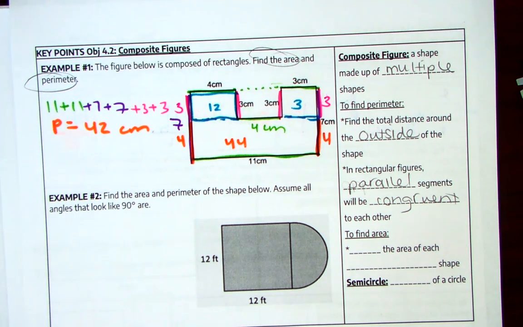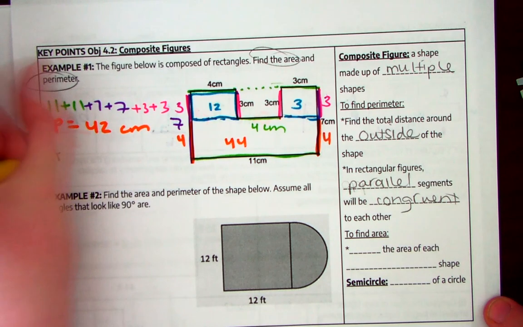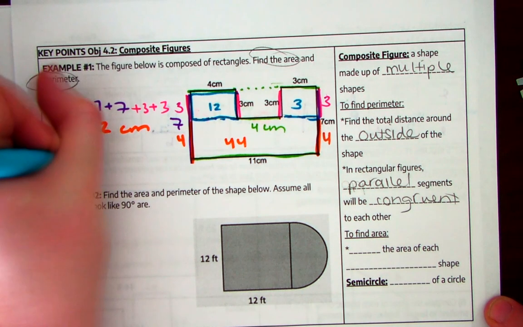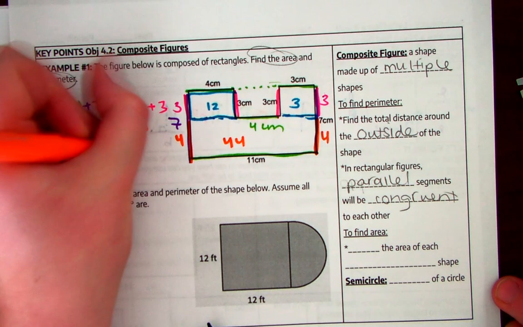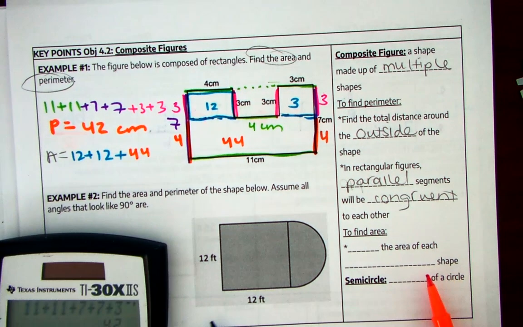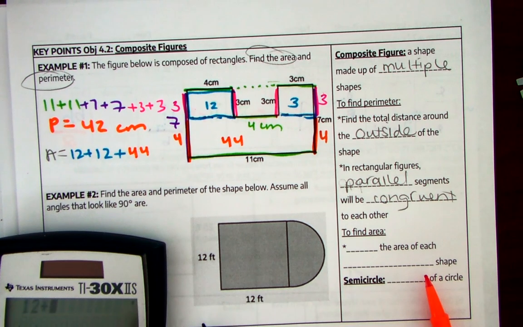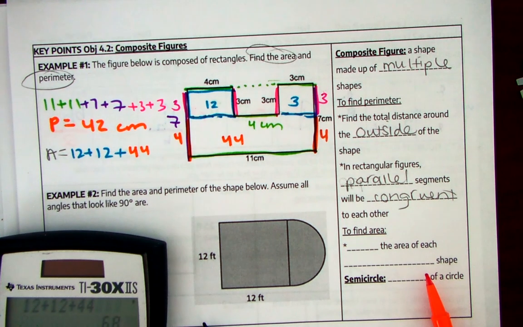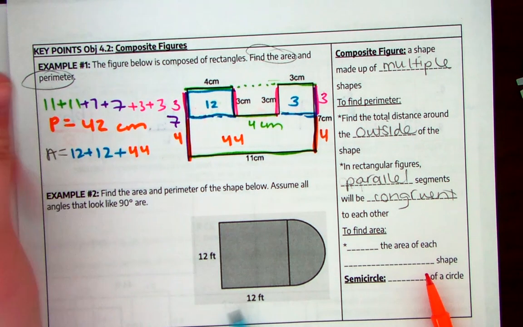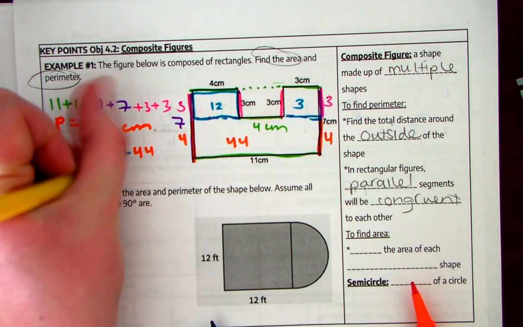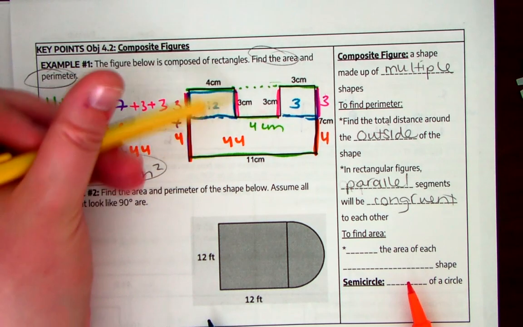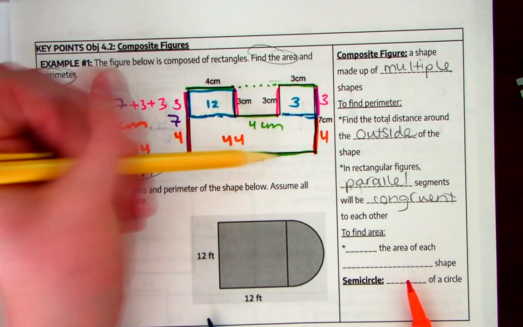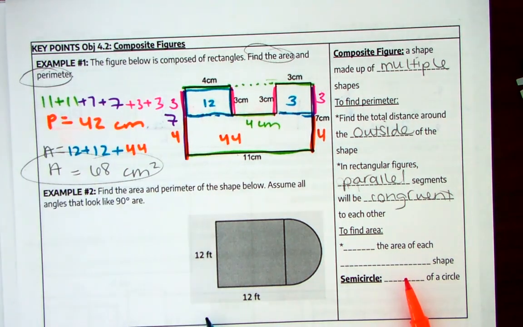Okay. And then to find my area, I can just add 12 plus 12 plus my 44. And when I do that, what is that? 12 plus 12 plus 44 equals 68 square centimeters. And again, that's just one way of thinking about it. There's a bunch of different ways you could split up. You could split this rectangle and split it there and make three different rectangles that way. It's up to you.